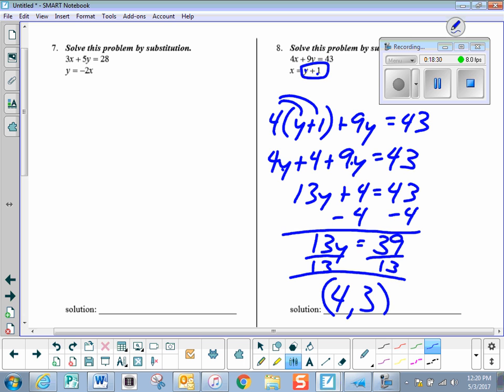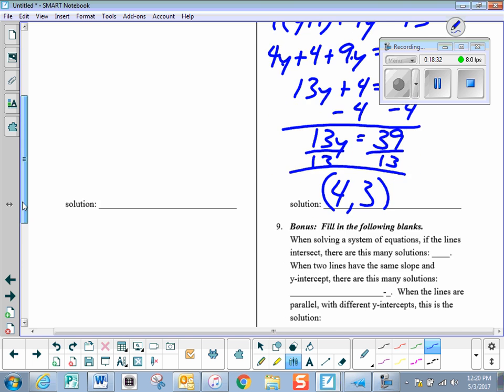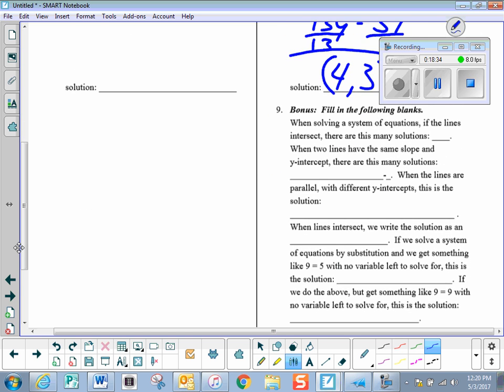I hope so. And then the bonus, someone said that was the easiest bonus ever. How many points was it? 1. Some of you got 3/4 of a point because you got 3 out of 4 blanks right. Not that many got everyone right. How many solutions are there if the lines intersect? 1. Okay. When the two lines have the same slope, how many solutions are there?